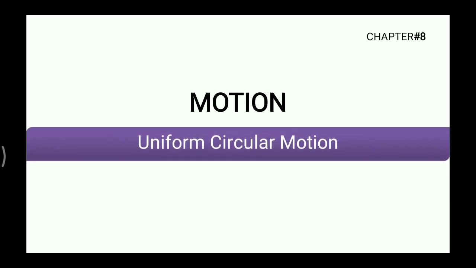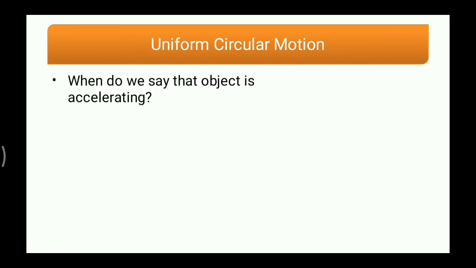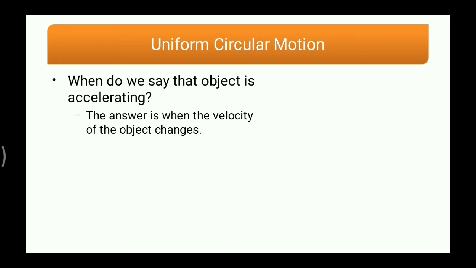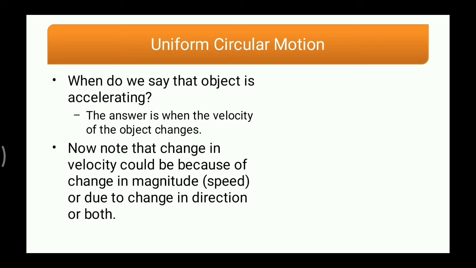Uniform circular motion is our topic of discussion today. So let us start. When do we say that an object is accelerating? Correct. The answer is when the velocity of the object changes in a given period of time. Note that change in velocity could be because of change in magnitude, that is speed, or due to change in direction, or because of both magnitude as well as direction.